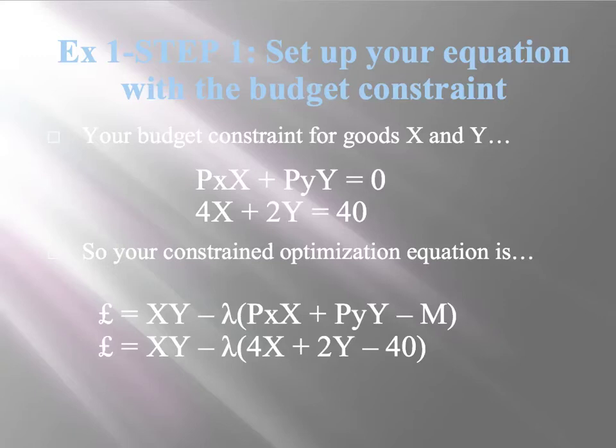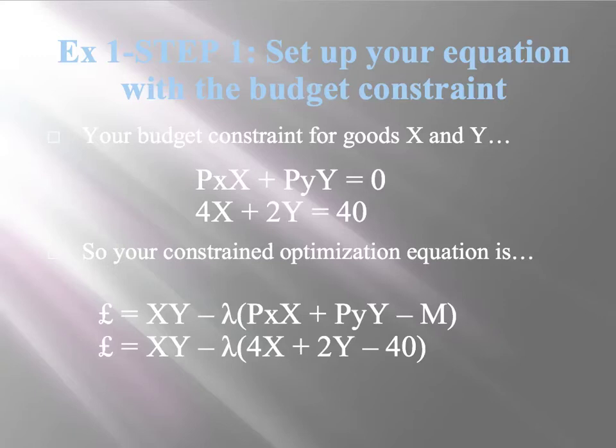Now, you might not get where the minus 40 came from, because if you look at the budget constraint, we have 4x plus 2y equals 40. Well, to plug that into the equation, we have to set that equal to 0. We have to zero basically everything out for a constrained optimization problem here. So if you look at that 4x plus 2y equals 40, you can just subtract 40 from both sides, and you get 4x plus 2y minus 40 equals 0. And that's what actually gets plugged into that Lagrangian equation.